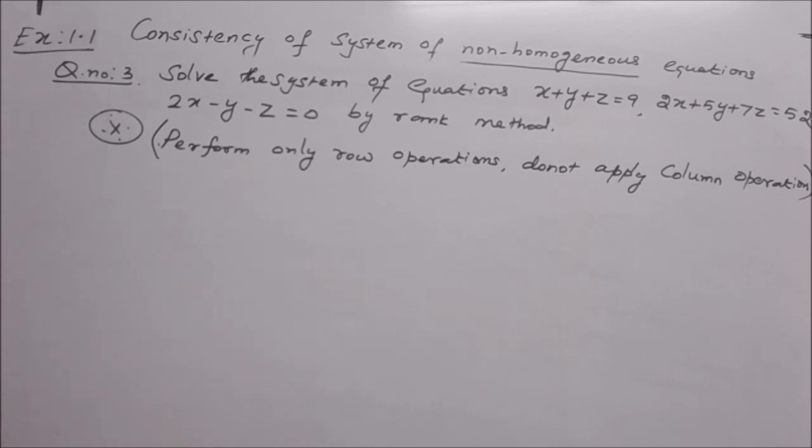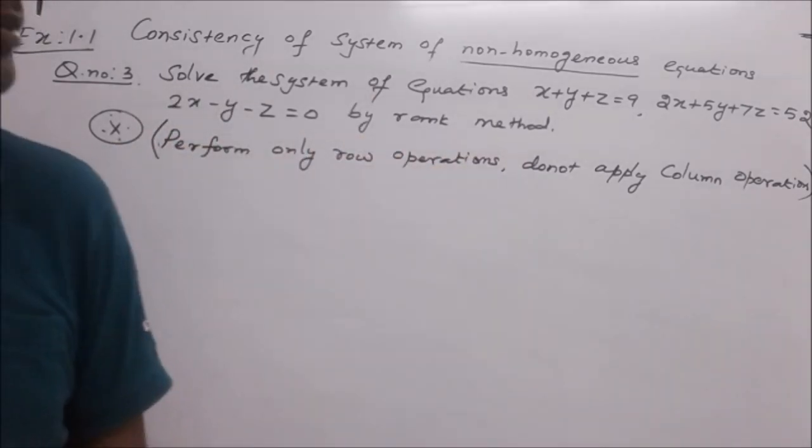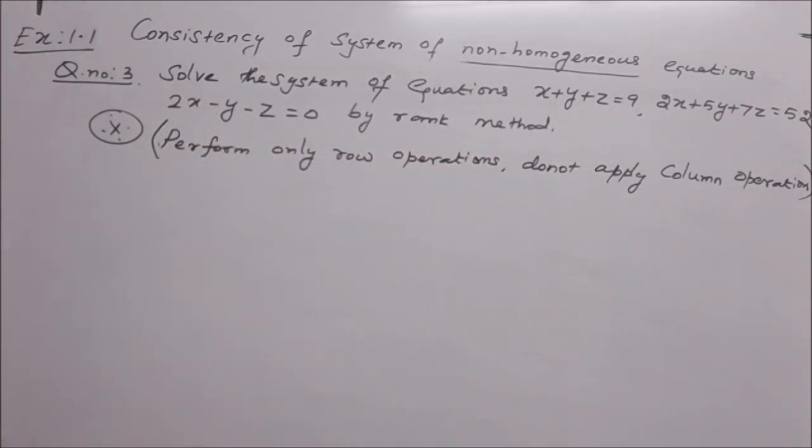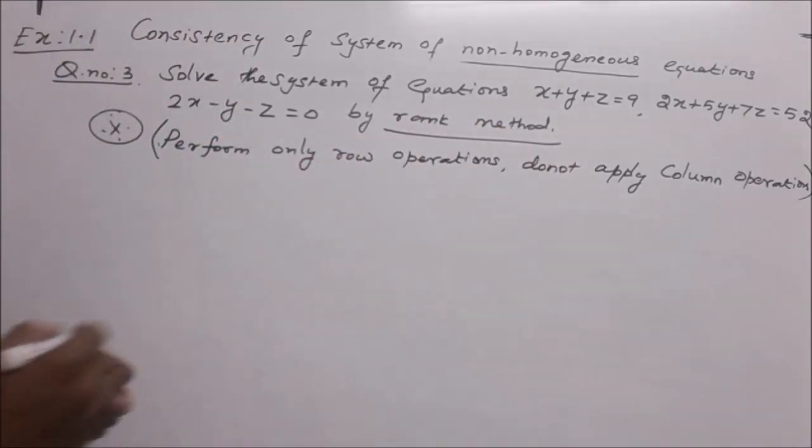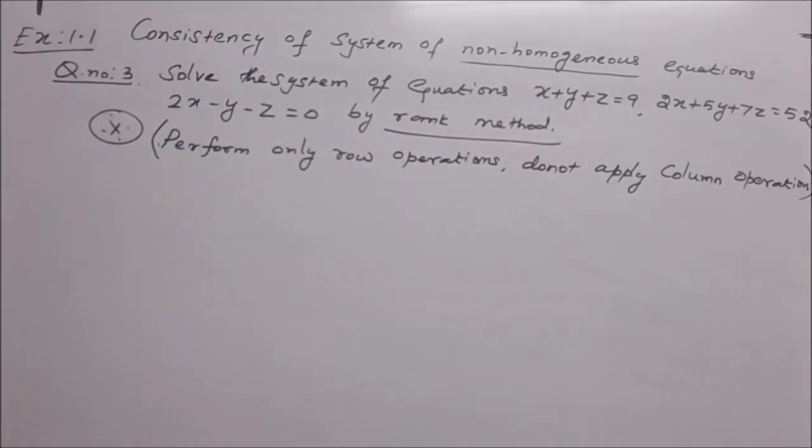We are entering into a problem. Question number 3 in our exercise 1.1. Solve the system of equations x plus y plus z equal to 9, 2x plus 5y plus 7z equal to 52, 2x minus y minus z equal to 0 by rank method. In the question itself, they have given by rank method.